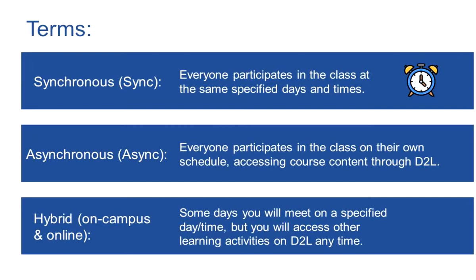Hybrid means that the course includes both synchronous and asynchronous components. Some days you will meet with your classmates on a specified day and time, and then you will access other learning activities of the class on D2L anytime you want. There are on-campus hybrid classes, as well as online hybrid classes. This icon represents hybrid classes and your need to be available at specified days and times, but for less time than a fully synchronous class.